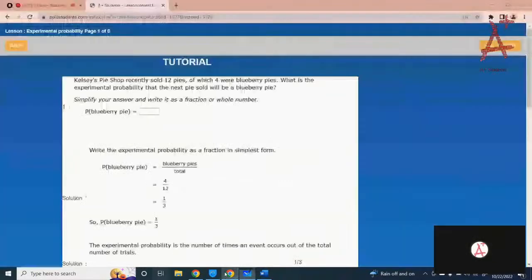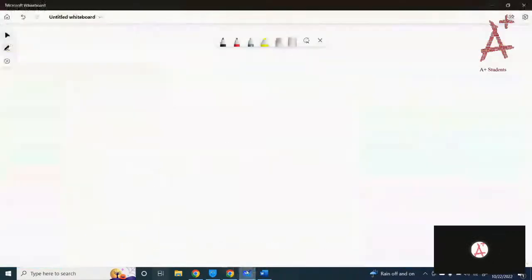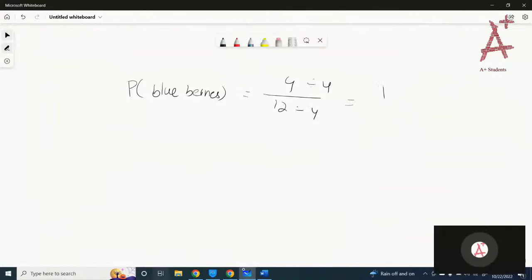And the total outcomes are 12. The total outcomes are 12. Out of the 12, 4 are blueberry pies. So that means the probability of getting blueberries is 4 over 12. Got it? Just convert it into the lowest form. Divide them by 4. So it would be 4 times 1 is 4 and 4 times 3 is 12. That means the probability of getting blueberry pie is 1 by 3. Got it?